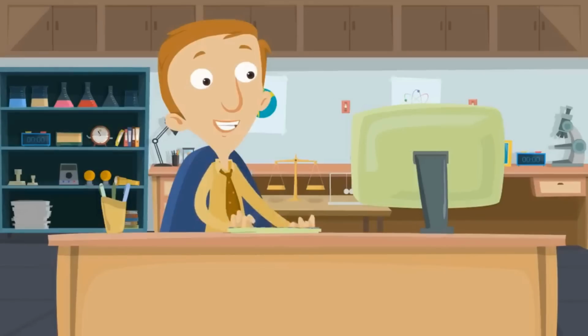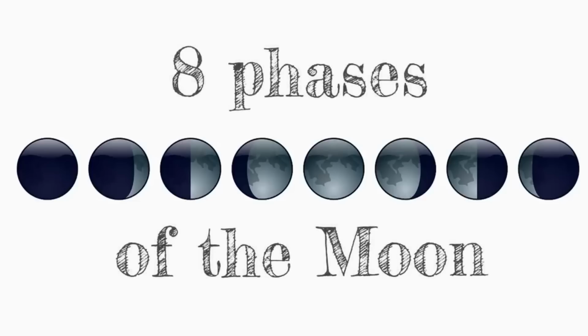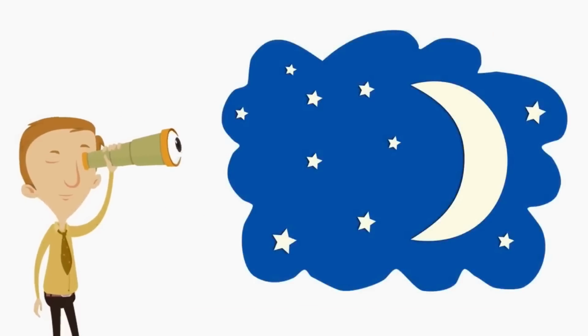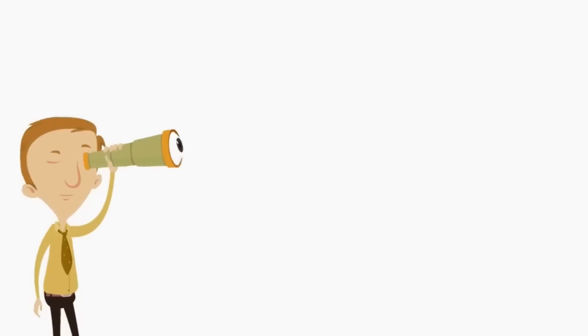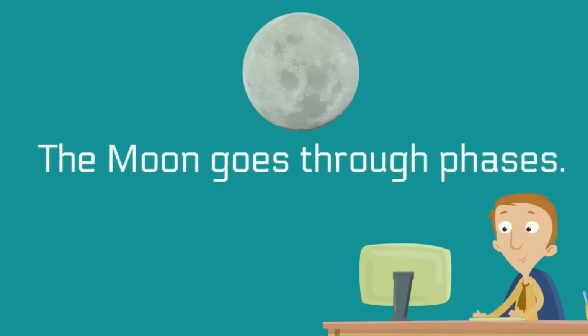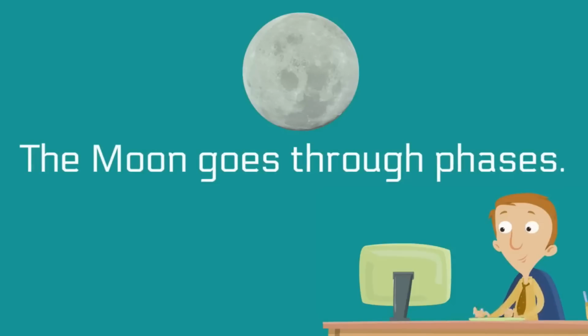All right, let's take some time to learn the 8 phases of the moon. We'll learn all 8 of them. You know, sometimes the moon looks like this, and you might think, hey, that's just what the moon looks like. But other times, the moon might look like a complete circle. Well, as we just learned, that's because the moon goes through phases. The phases of the moon change what the moon looks like to us here on Earth.